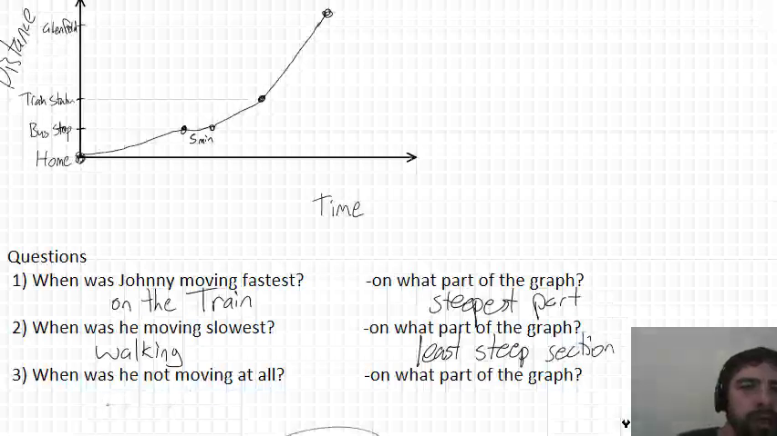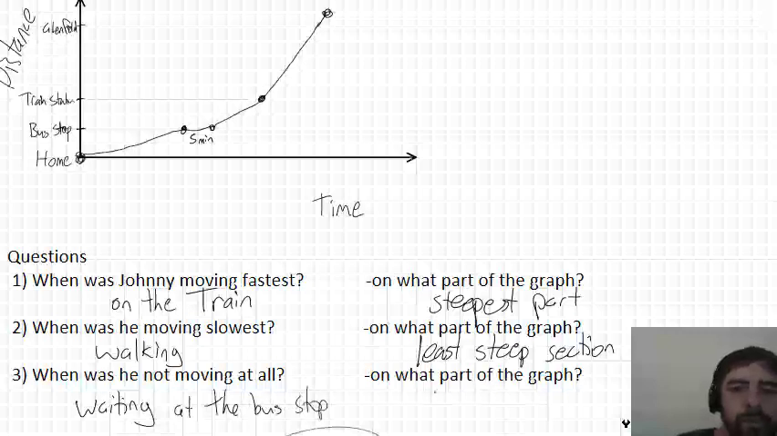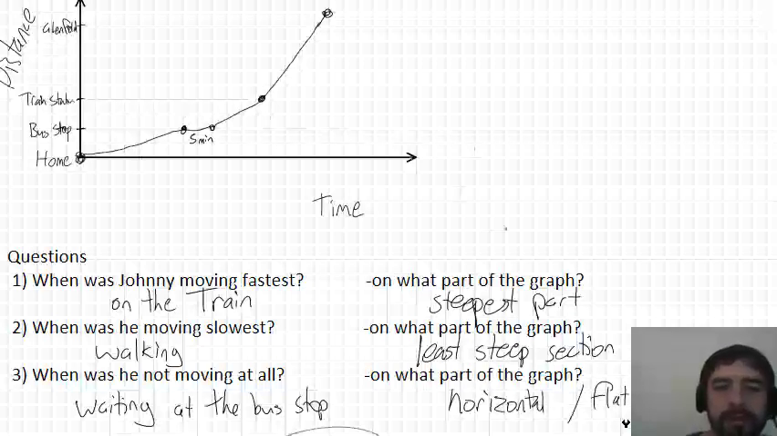And when was he not moving at all? Well, when he was waiting at the bus stop. And this was the bit that is horizontal. Or you guys might call it flat. Okay, the bit that's going straight across.